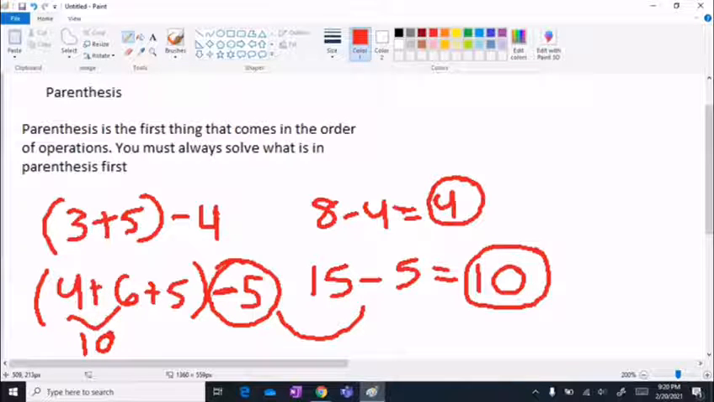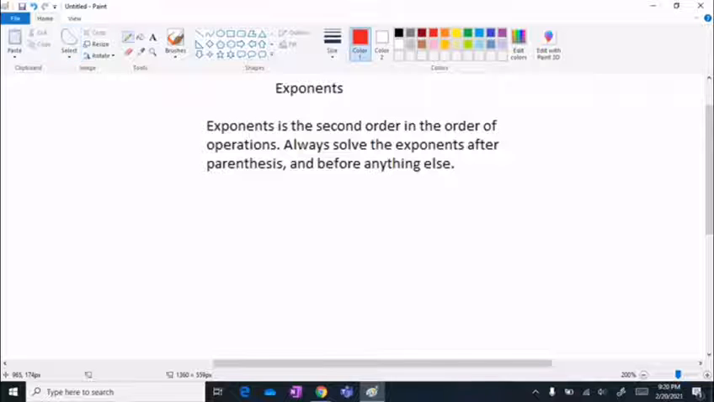Now that you have a basic understanding of how to do parentheses in the order of operations, let's move to exponents. Okay, so we're on exponents now. Exponents is the second in the order of operations. Always solve the exponents after parentheses and before anything else.